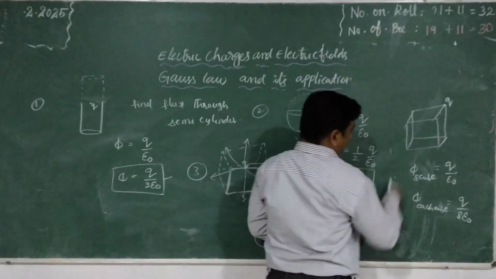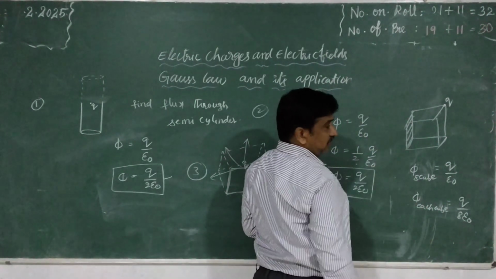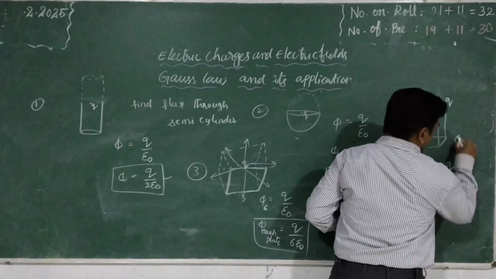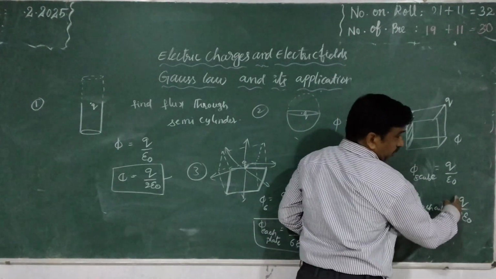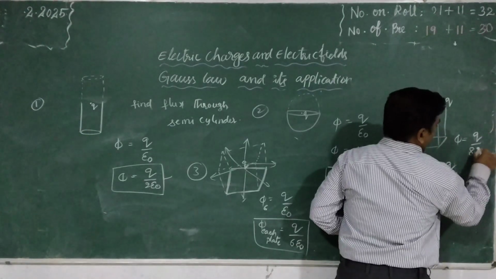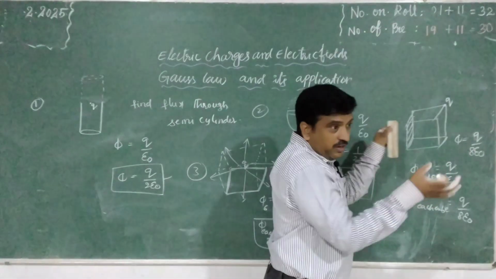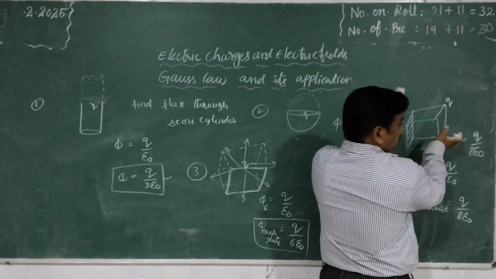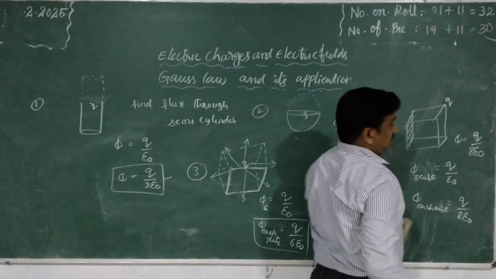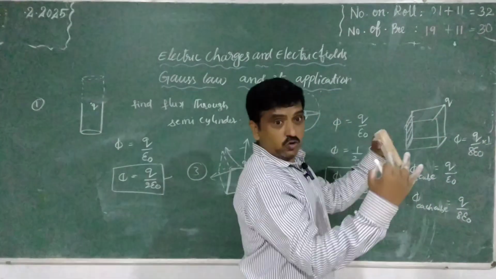For example, this plate is shaded. What is the flux through this plate now? Flux through each cube is q by 8 epsilon naught. Here this plate is shaded, so this type will be 8 in number. In this one, 3 faces will be outside and 3 faces will be inside. That's why we multiply with the faces that are outside, because only those make up the closed surface.